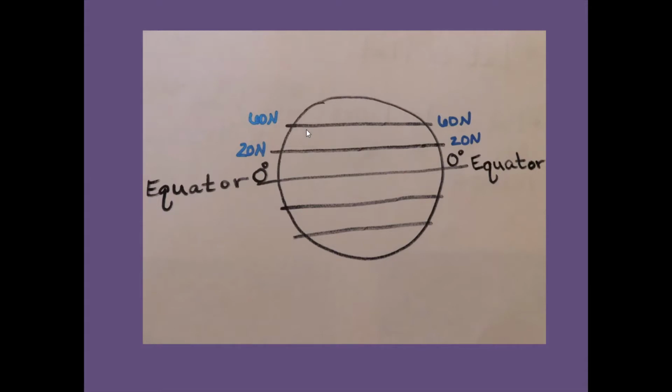Now I want you to think about what letter you might put by the numbers down here below the equator. So what letters would go by the latitude lines below the equator? Notice I said latitude lines. Notice I said below the equator.